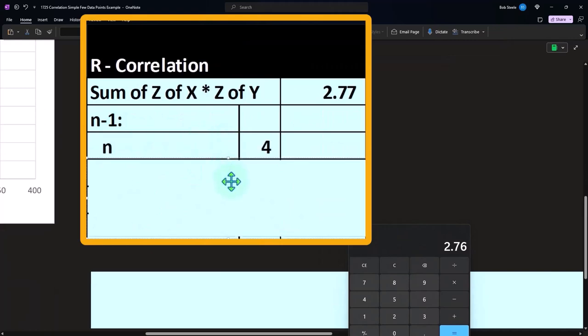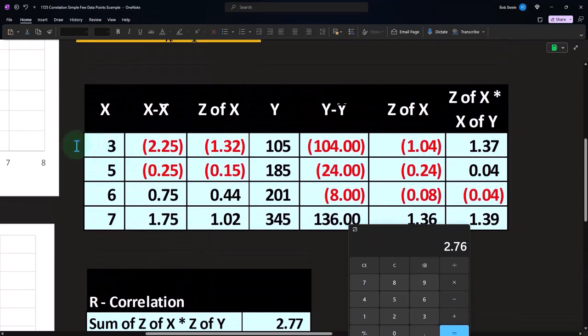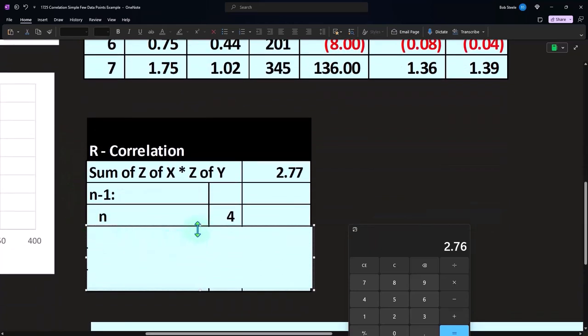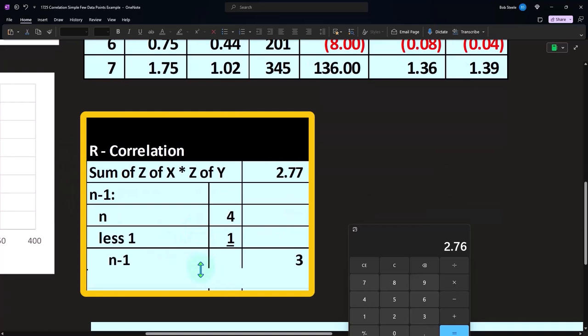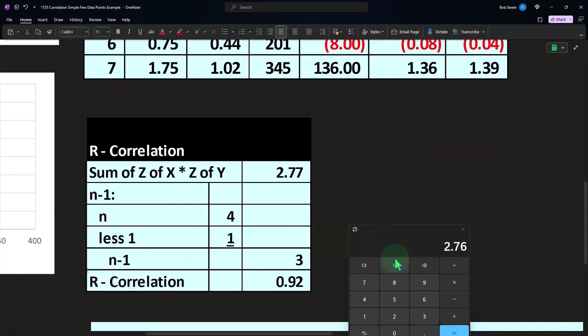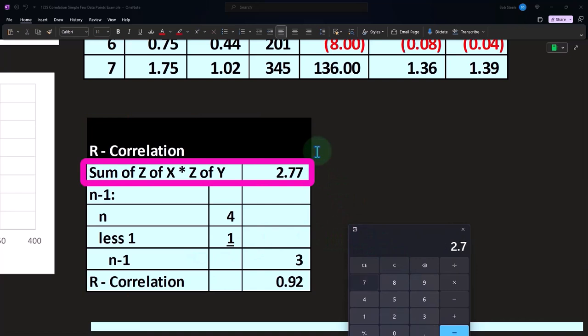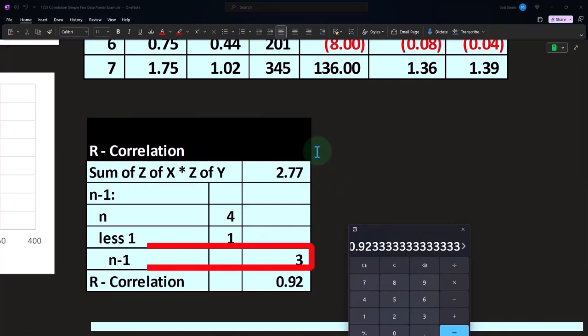Then the denominator is just n minus 1. N is the number of items. There's rows, 1 row, 2 row, 3 row, 4 row. N minus 1 is going to give us 3. And then we have the numerator and denominator in the outer columns. 2.77 divided by 3 is going to give us the 0.92.